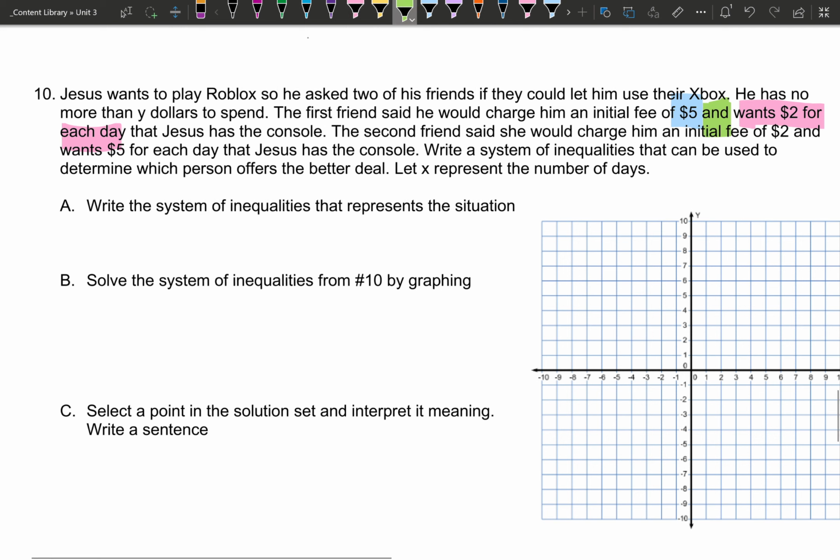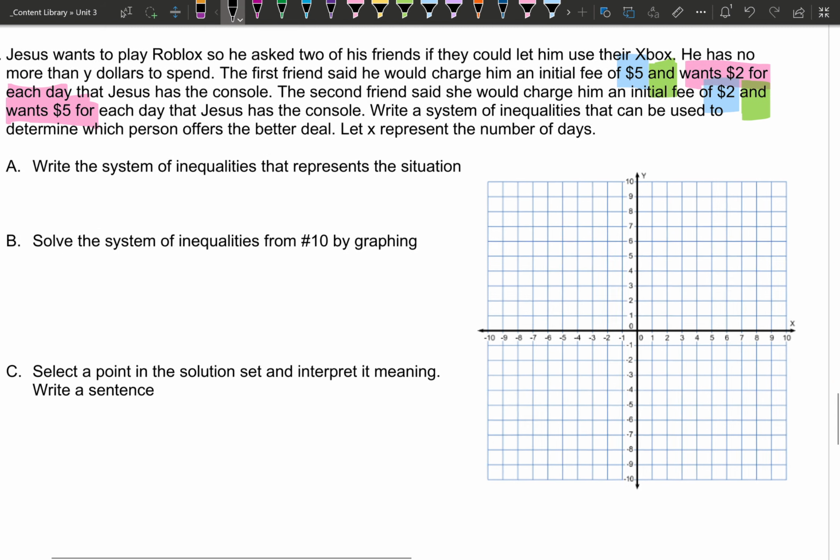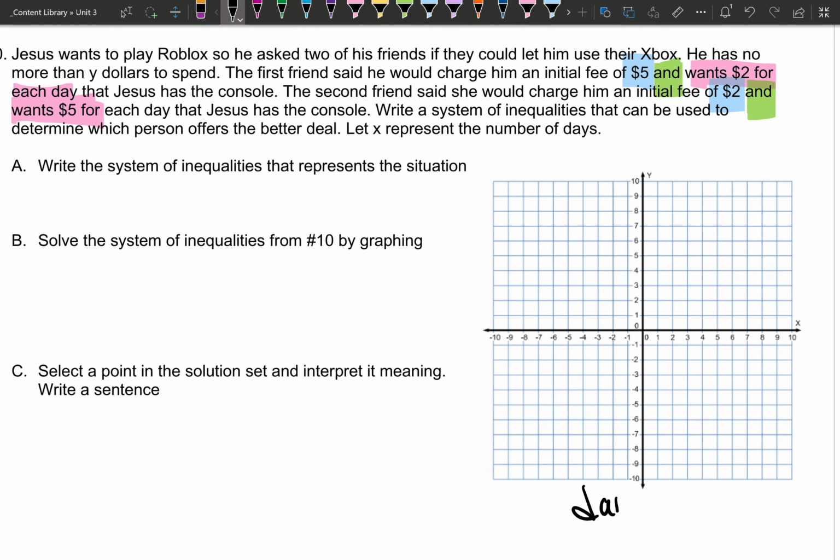The second friend offers an initial fee of $2 and wants $5 for each day. Let's write a system. X represents number of days and Y is money. Good rule of thumb.